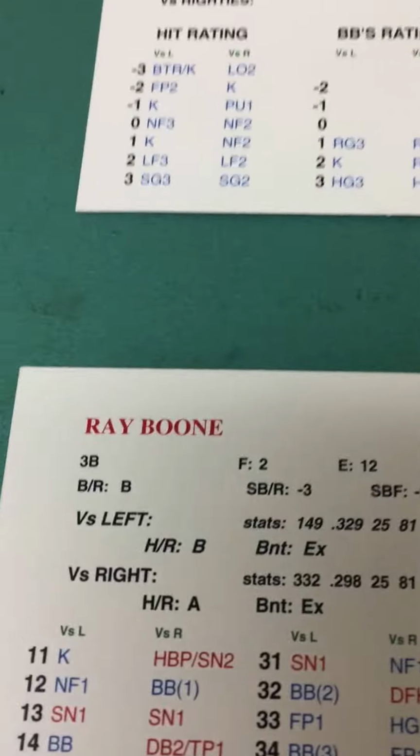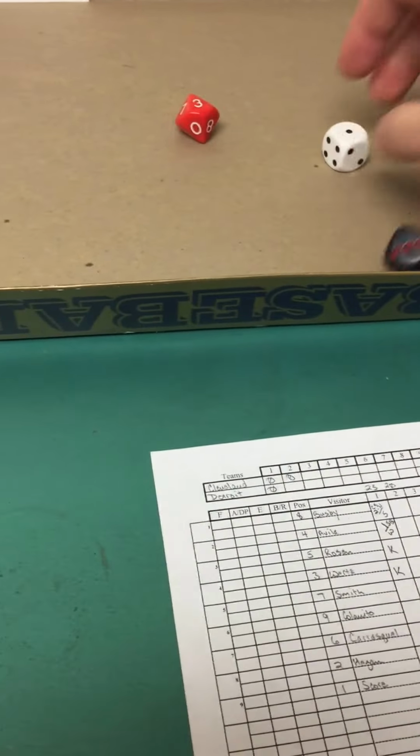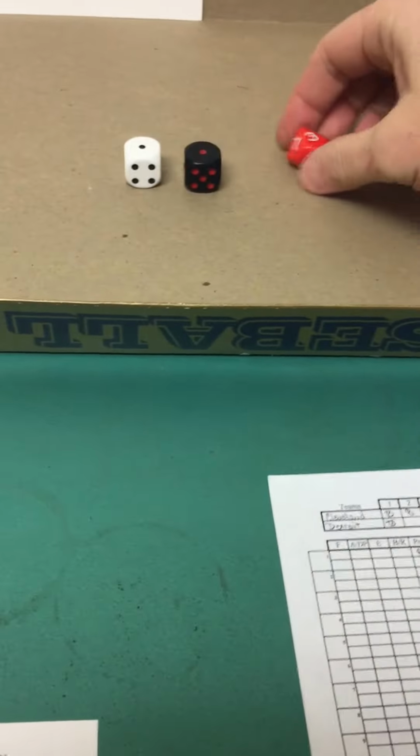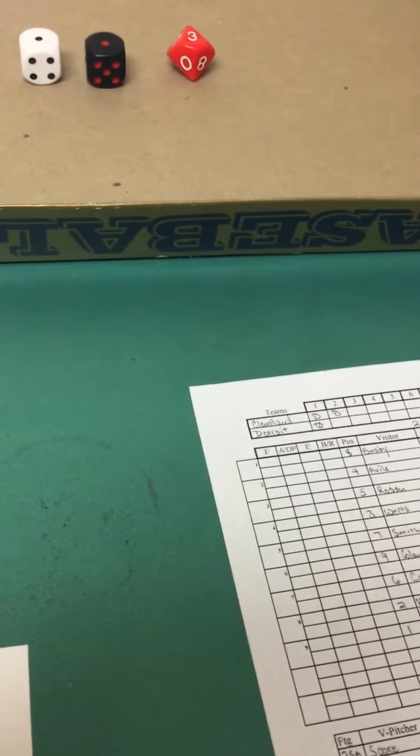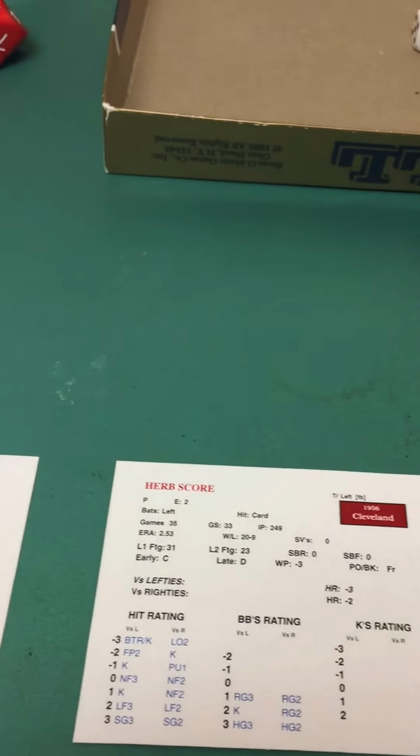All right, so now we've got Ray Boone, third baseman for the Tigers, against Herb Score. We get a 7 on the air die, and now we'll roll. We get an 11 with a 3, so we go here, 11. It's a straight up strikeout, and it was a 3, so it's a strikeout swinging. All right, 1 down.